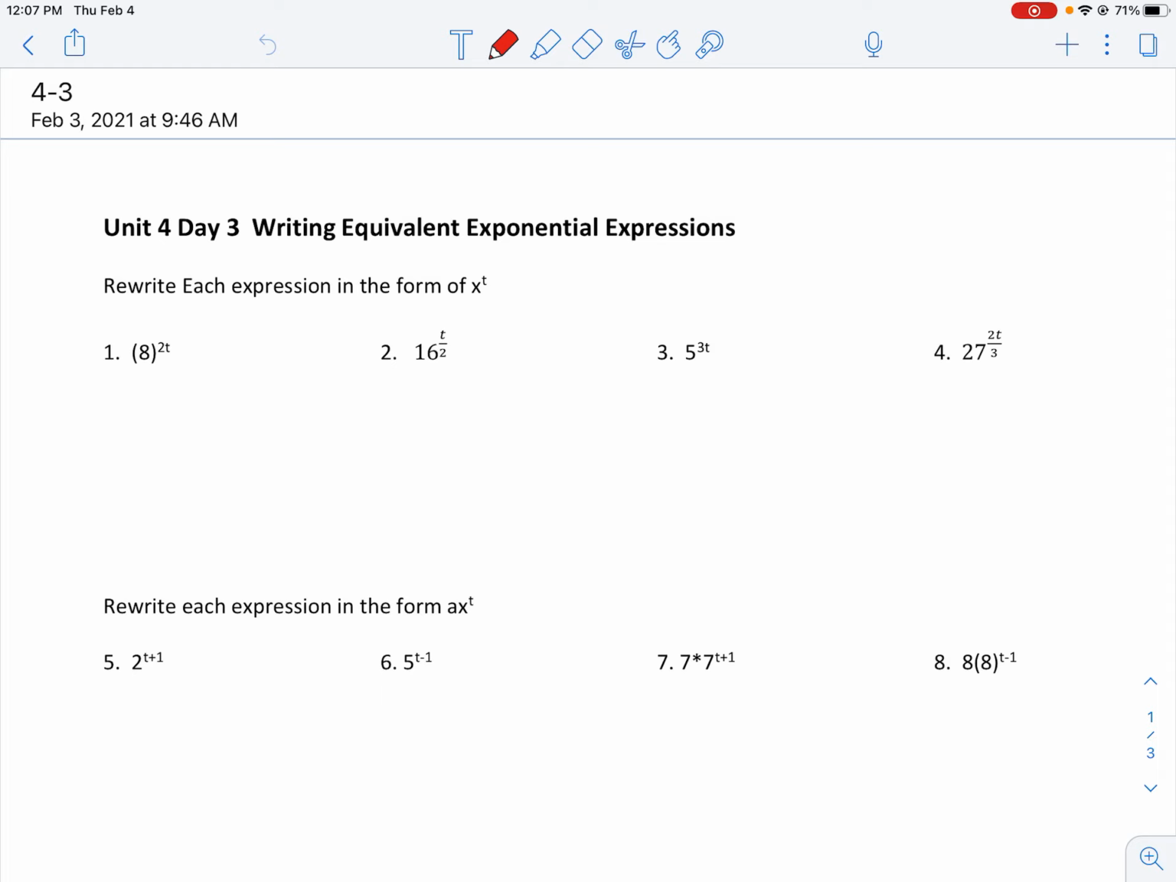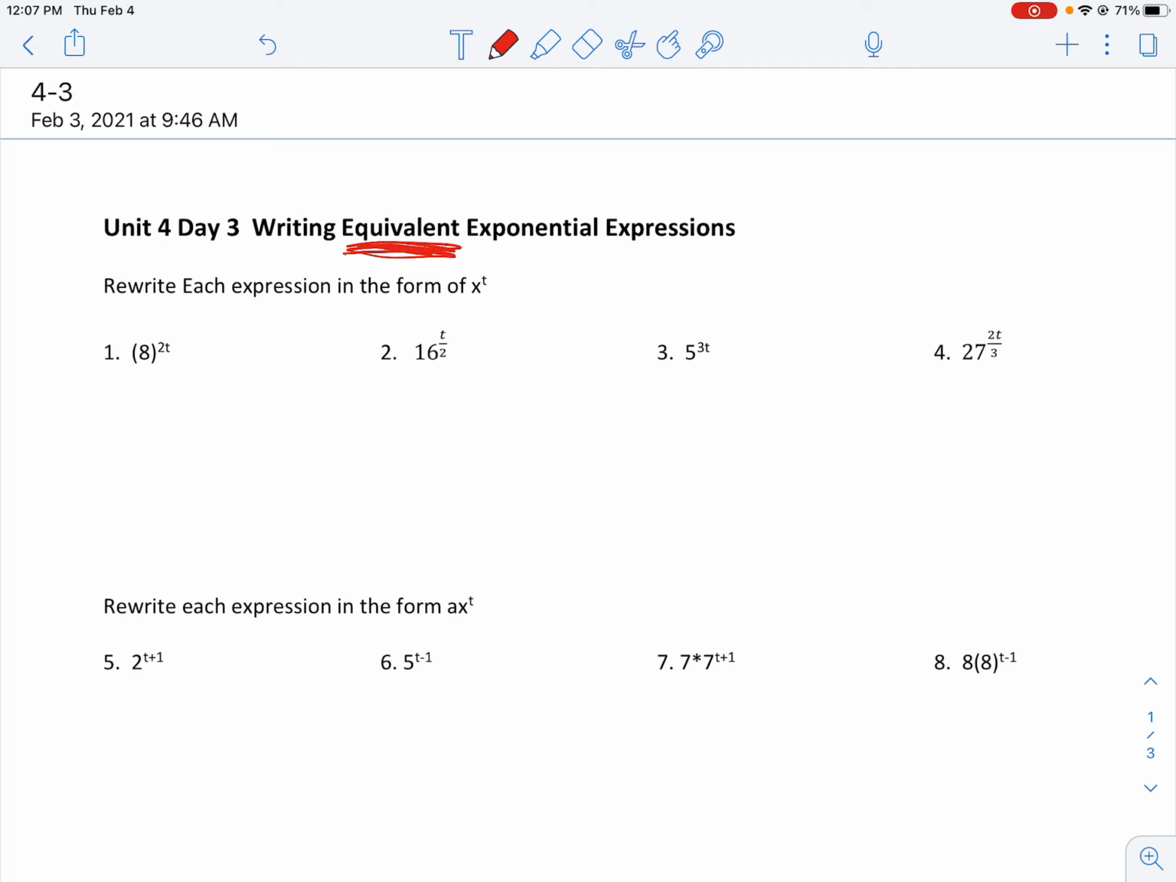Now, key word here is equivalent. What that means is that these expressions are equal to each other. For something to be equivalent, they need to be the same. Just like when we had those quadratics in standard form and vertex form, that's the same graph, the same expression, just represented differently. Hence the name equivalent.